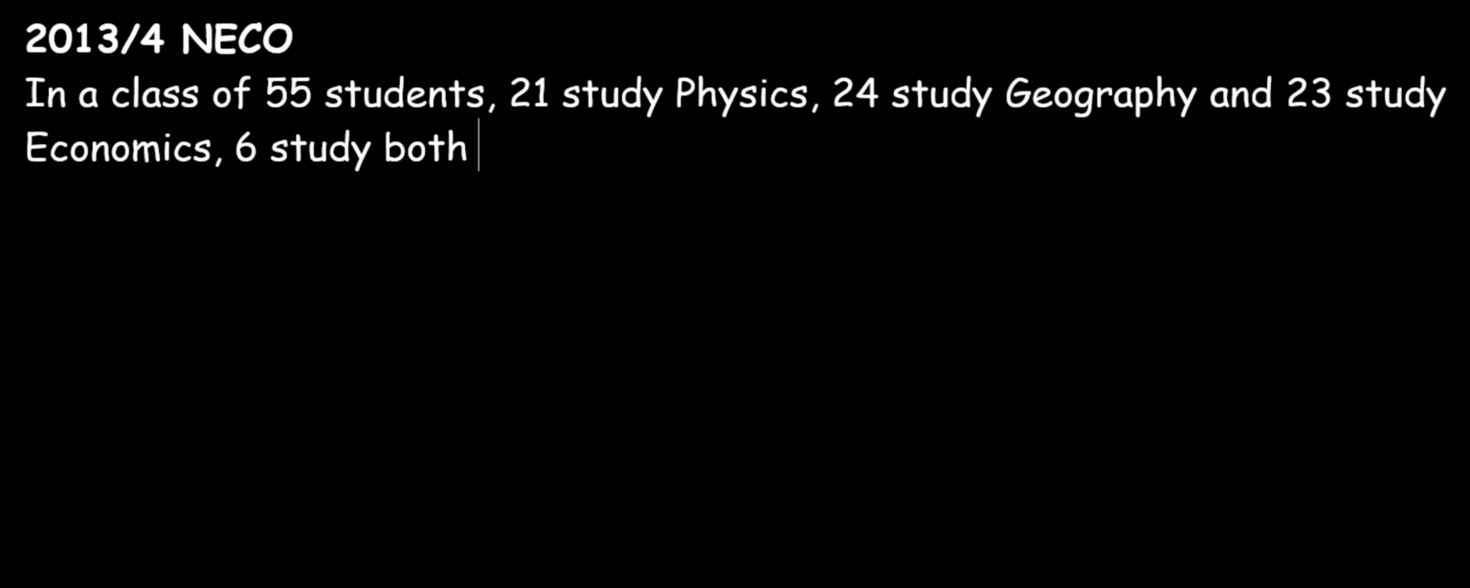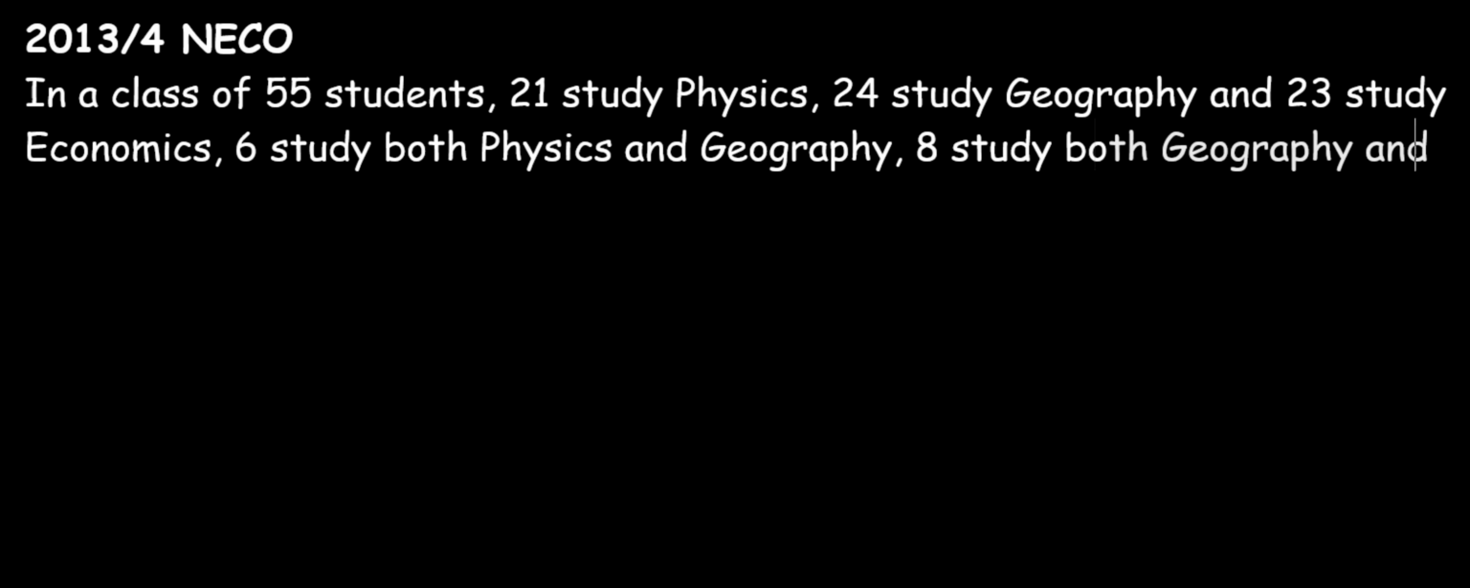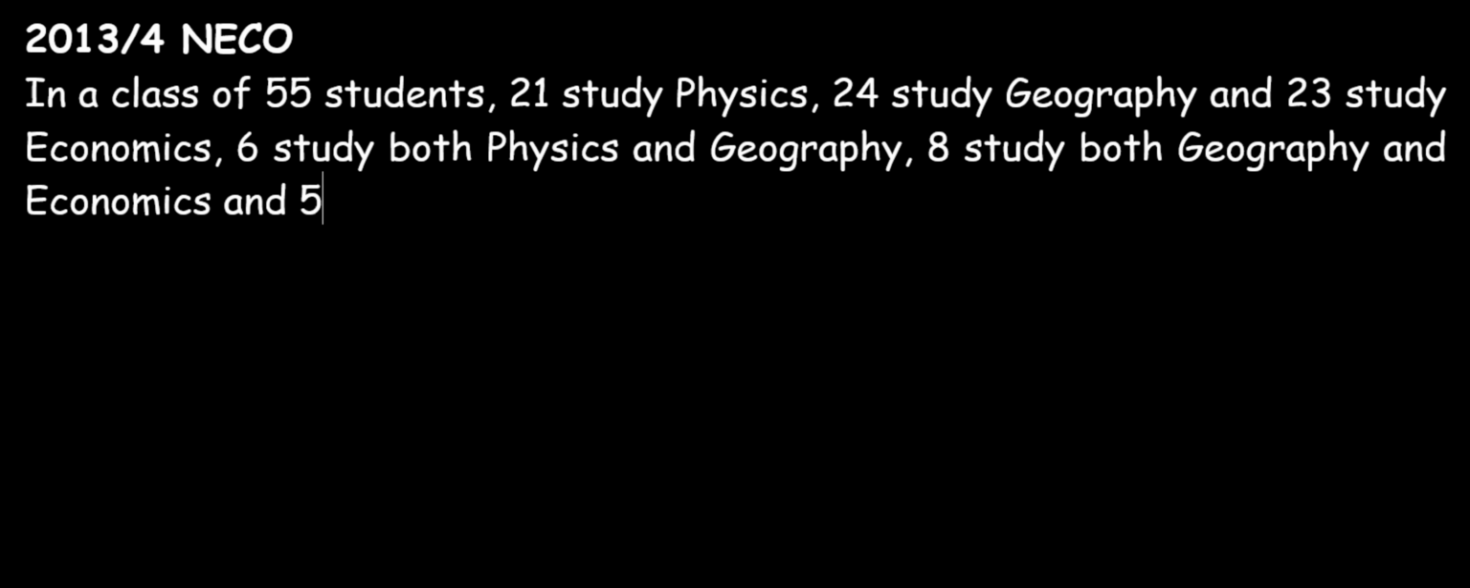Let's take our first example. In a class of 55 students, 21 study physics, 24 study geography, and 23 study economics. 6 study both physics and geography. 8 study both geography and economics. And 5 study both economics and physics.